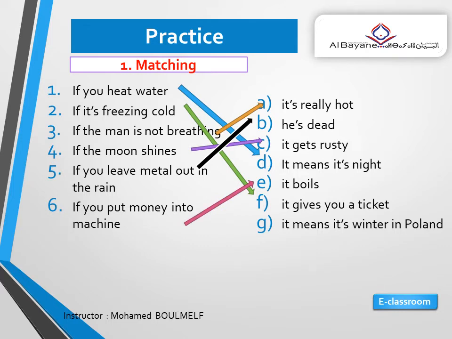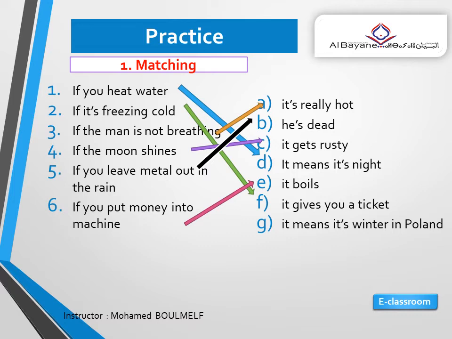What you need to do is to match sentences number 1, 2, 3, 4, 5 and 6 with A, B, C, D, E, F, and G. You have to match these sentences so that you come up with a full sentence. Number 1, if you heat water, it boils. So this is something that is scientifically proved. Number 2, if it is freezing cold, it means it's winter in Poland.